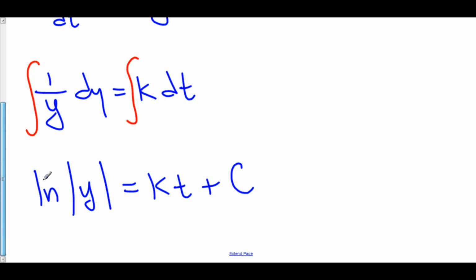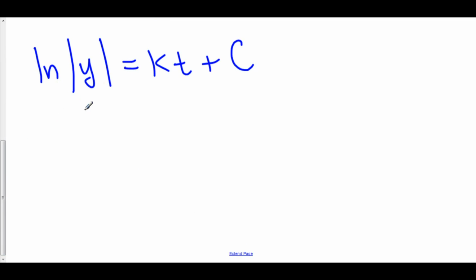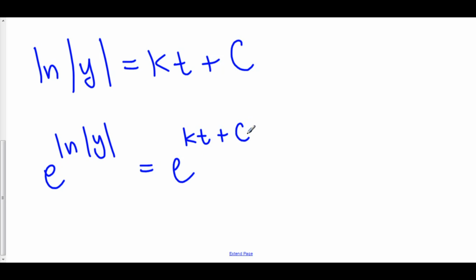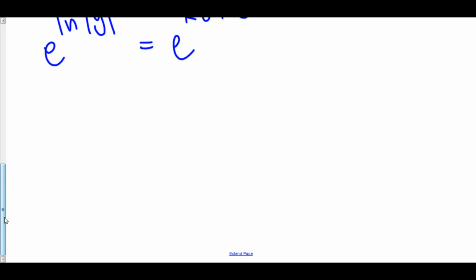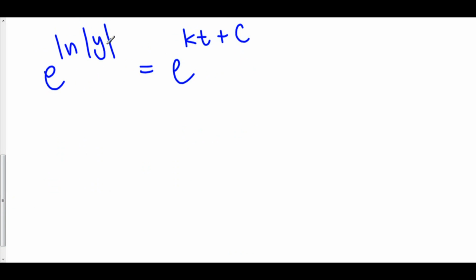Now I want to get y alone, so I'm going to raise both sides to the power of e, and I get e to the natural log of the absolute value of y is equal to e to the kt plus c. Well, e to the natural log of the absolute value of y, e and natural log, they cancel out. And that gives us the absolute value of y is equal to e to the kt plus c.